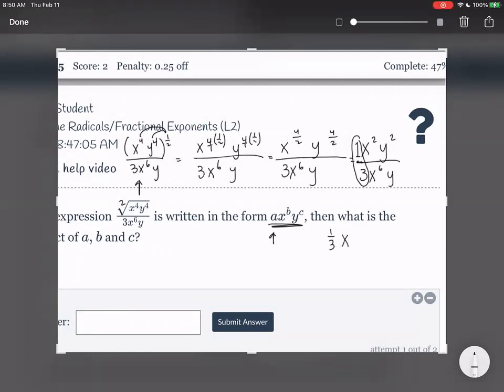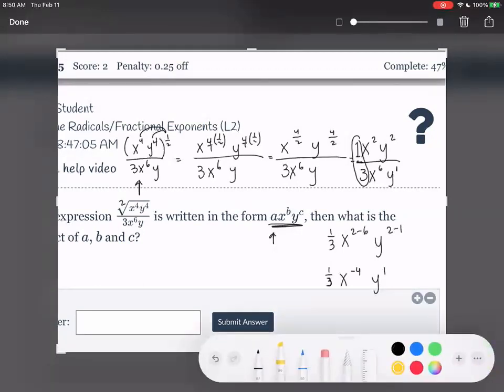Now let's deal with our x. We have x squared on top, x to the power of 6 on the bottom. So we want top minus bottom, 2 minus 6. Same thing for the y's. We have y squared on the top, y to the power of technically 1 on the bottom. So we want top minus bottom, 2 minus 1. So we have 1/3 x to the 2 minus 6, and then y to the power 2 minus 1. So keep the 1/3. 2 minus 6 is -4. 2 minus 1 is just 1.